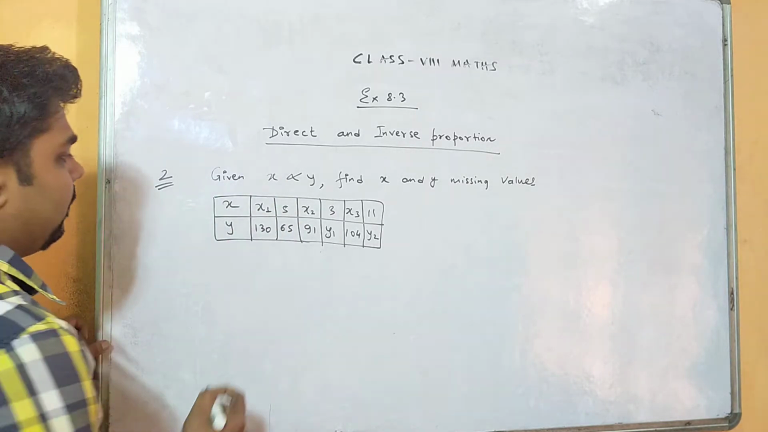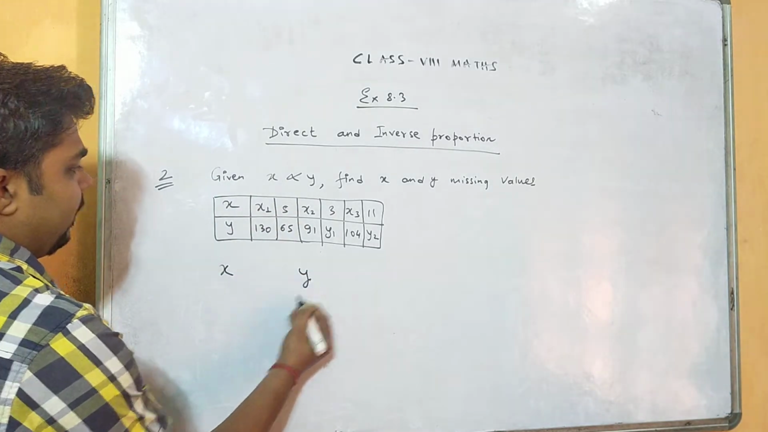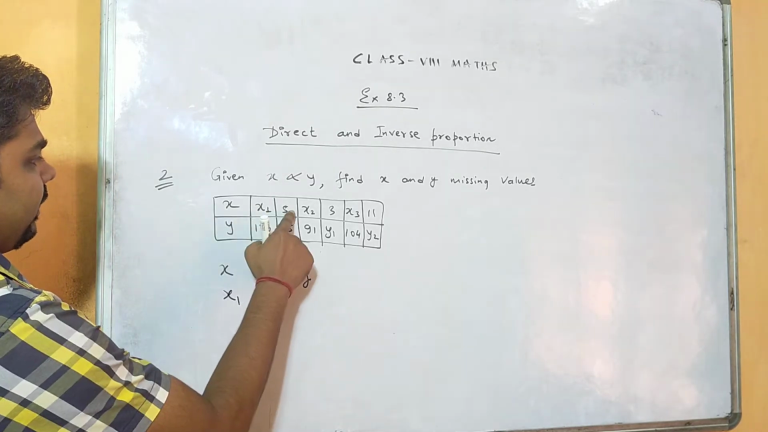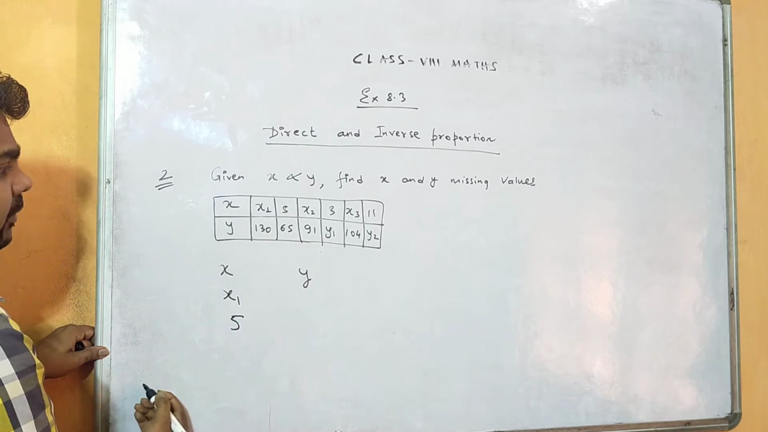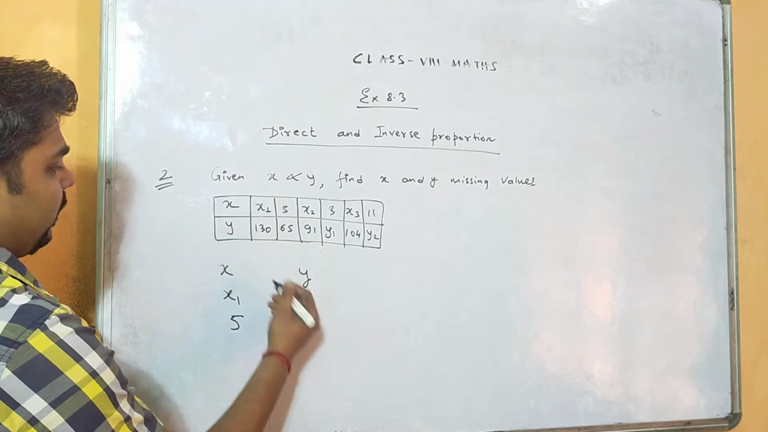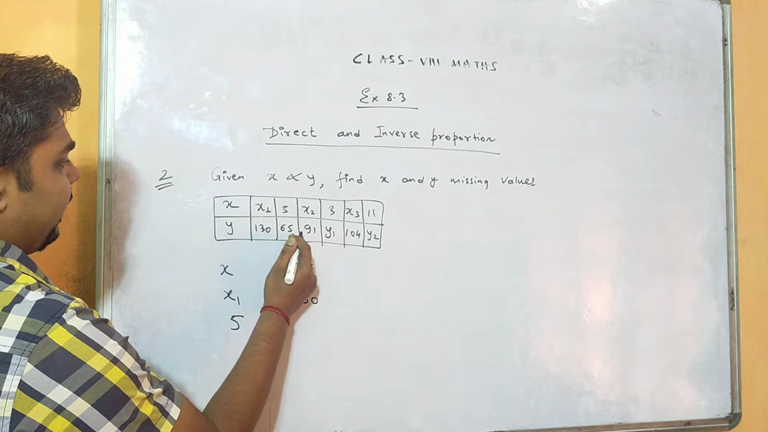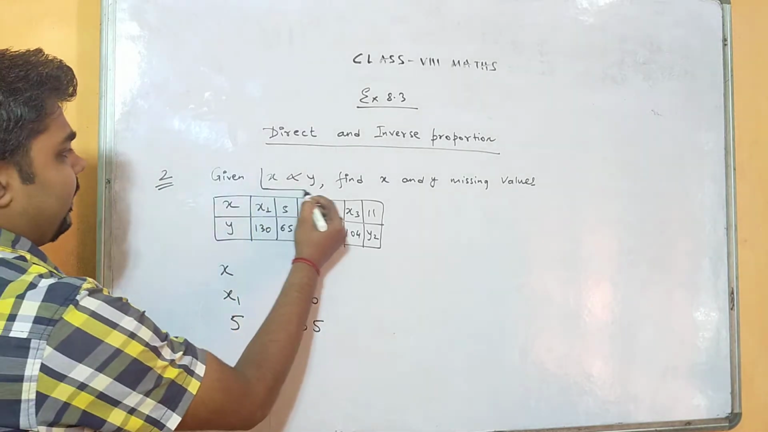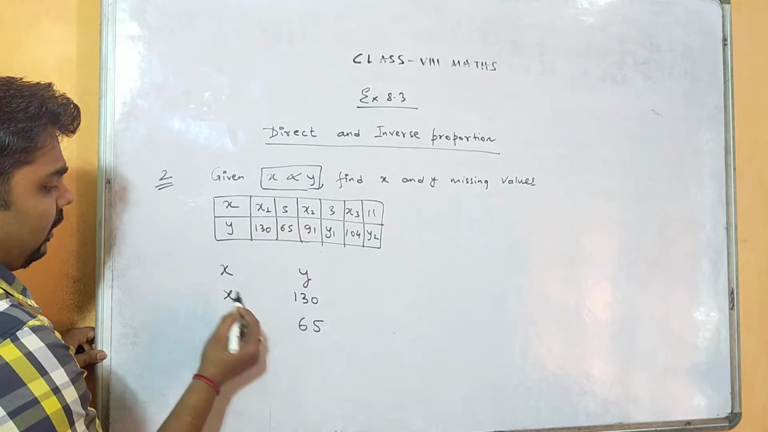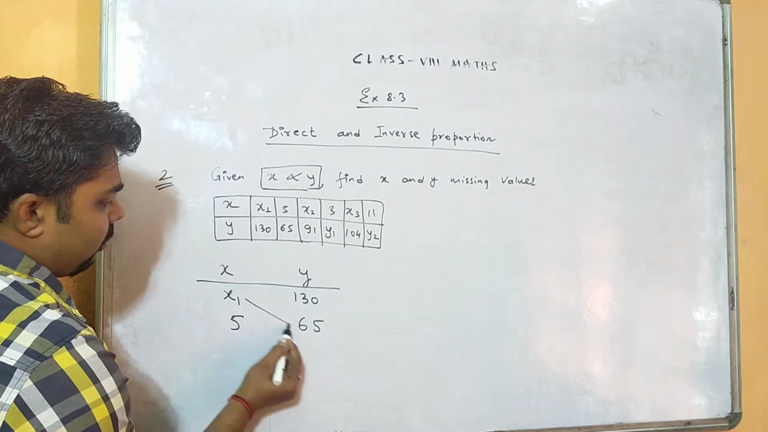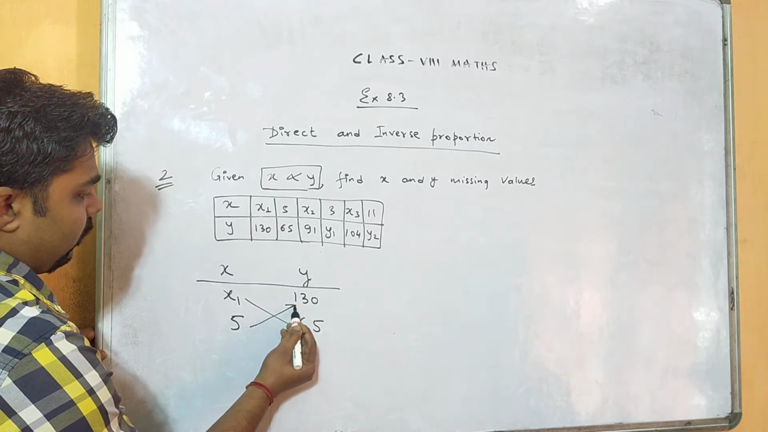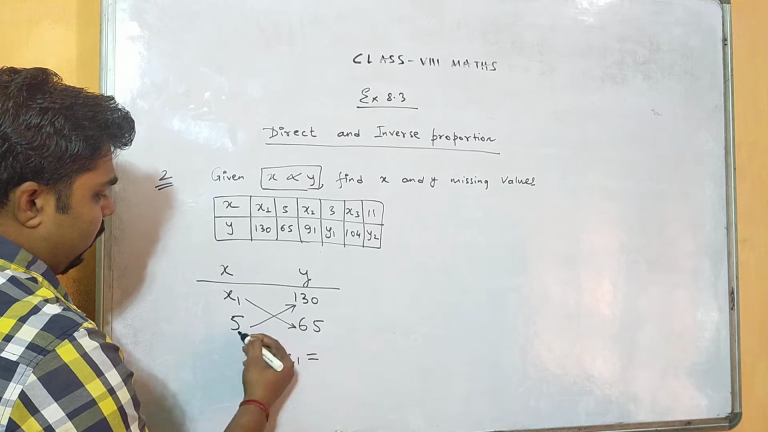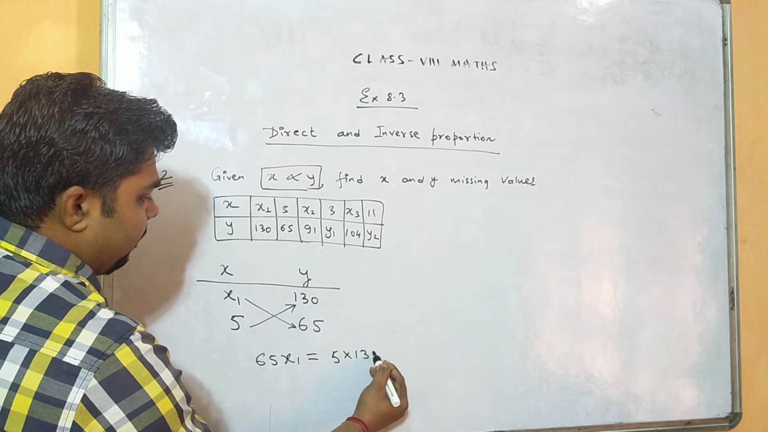Let's see how to solve it. First you will write x here and y here, right? In place of x, the first value is x1, the second value is 5. So you will write x1 and 5. In place of y, it is 130 and the second value is 65, right? So we write the values like this. Now the question is directly proportional. If it is directly proportional, the rule is that you have to cross multiply. That is 65 into x1, that is 65x1 equals 5 into 130.